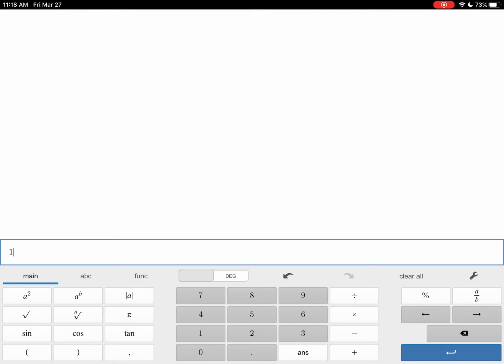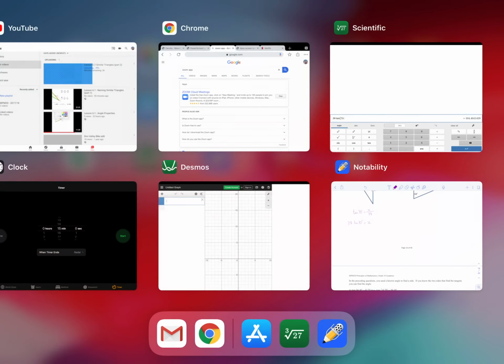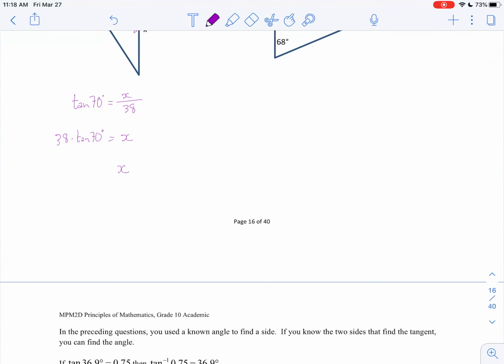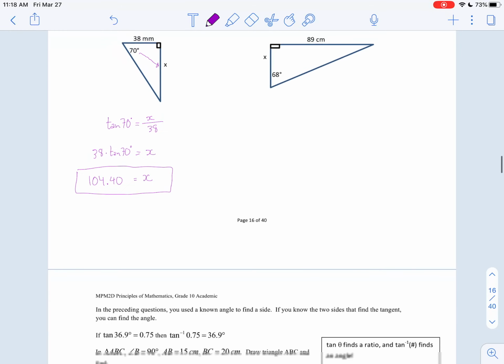38 times tan of 70 degrees is equal to 379.15. Whoa, that seems a little big. I'm going to replace that with 38 instead of just 138. So 38 times tan of 70, that looks a little better, is 104.4. X is equal to 104.40. And that is millimeters in this case. A little box around our final answer.